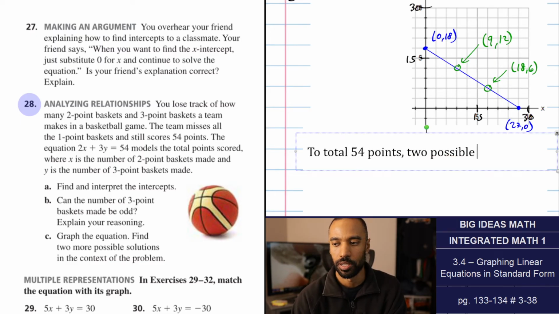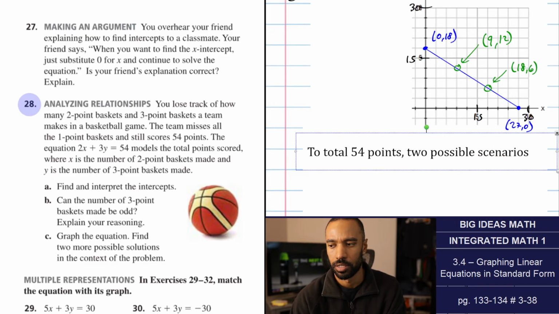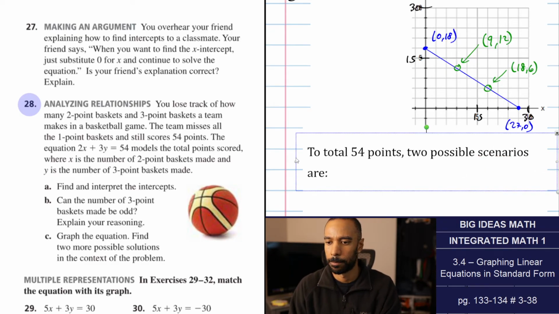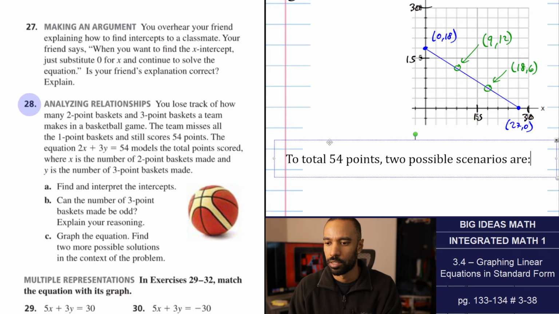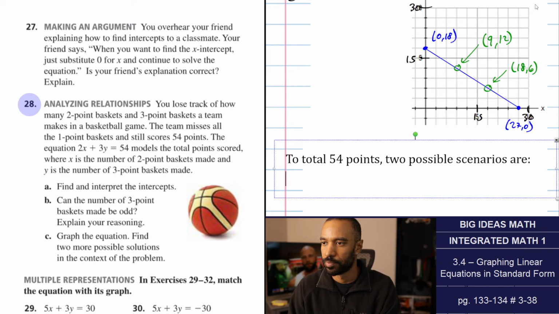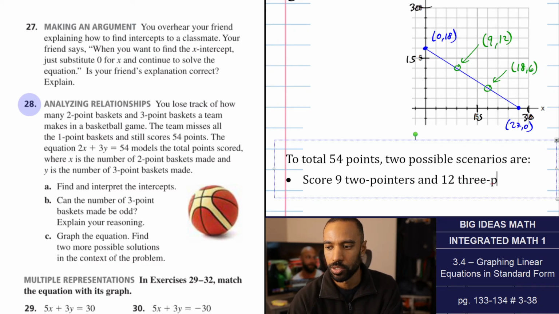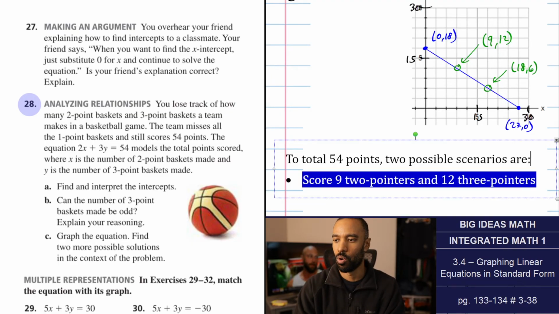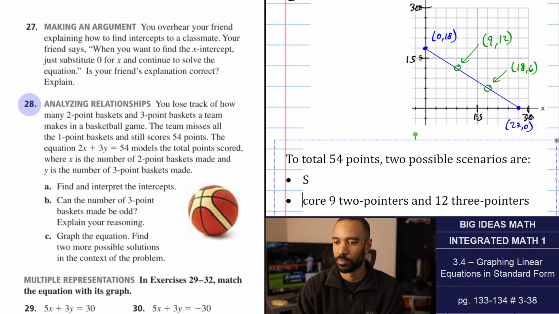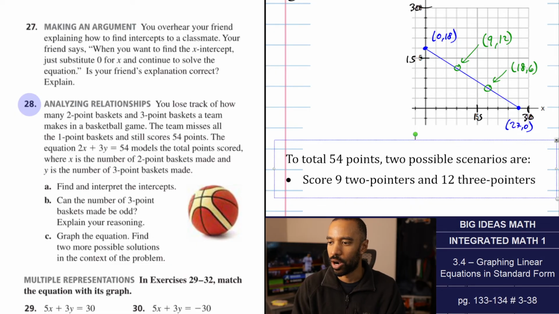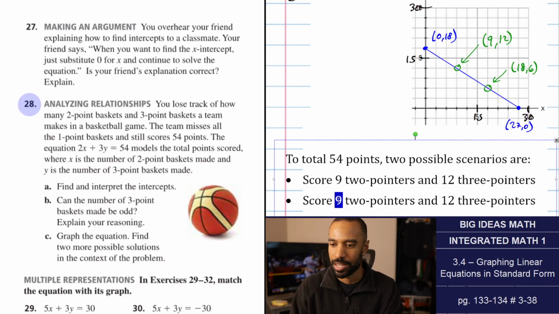2 possible outcomes. 2 possible scenarios are, sorry, I'm trying to format this right. Score 9 2-pointers and 12 3-pointers, or score 18 2-pointers and 6 3-pointers.